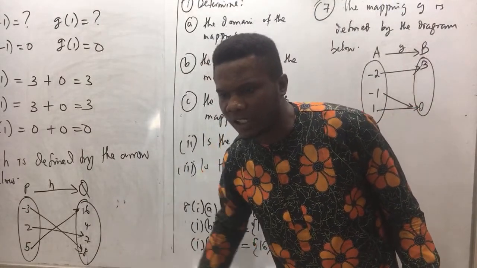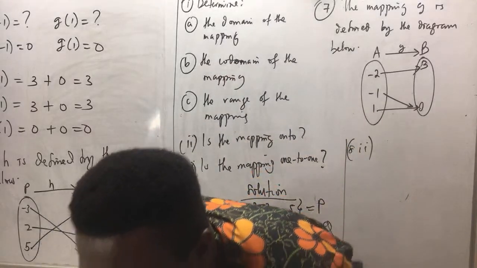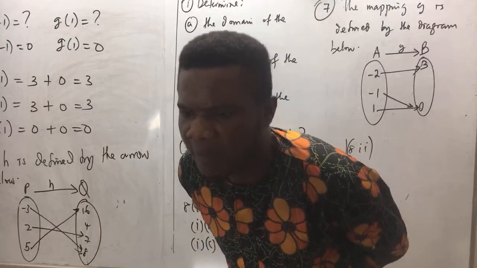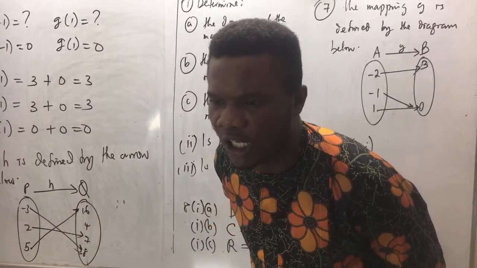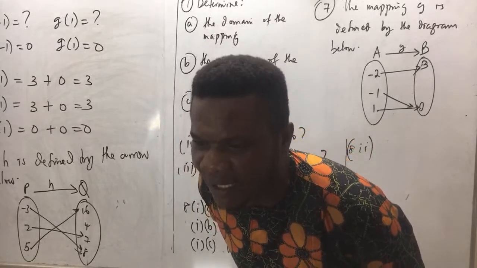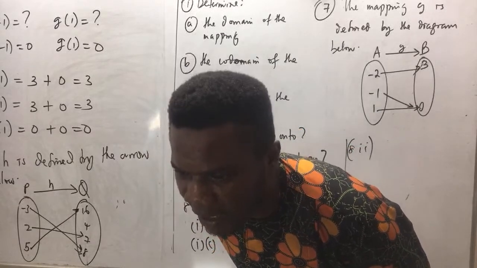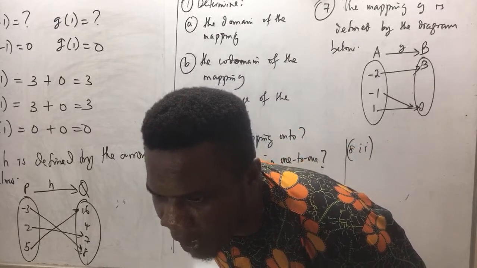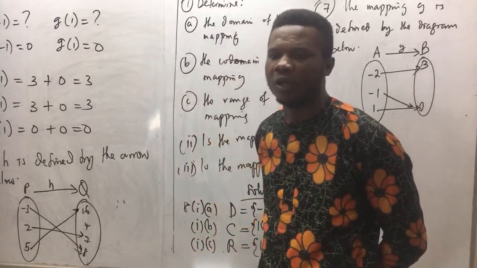Thank you very much, Prosper. Prosper is saying the mapping is not an onto mapping. It is not onto because not all the elements in the codomain have an element in the domain P as image. Okay, but the mapping is one-to-one. Good. Thank you very much.